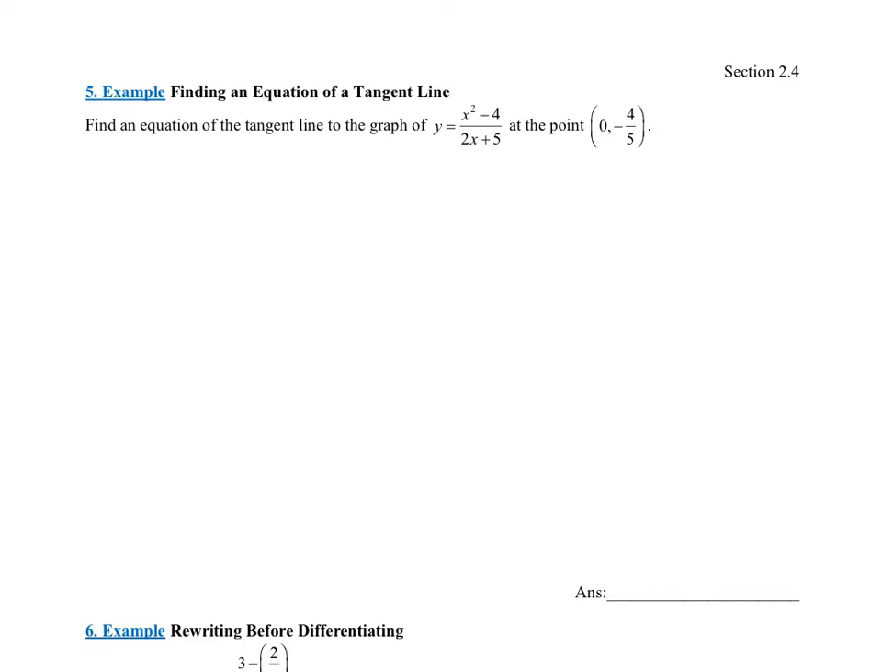Example 5, finding the equation of a tangent line. It says find the equation of the tangent line of the graph of y equals x squared minus 4 all over 2x plus 5 at the point 0, negative 4/5.